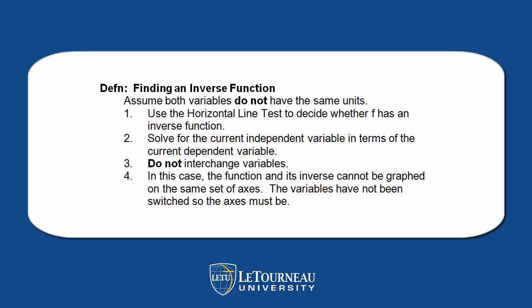Now, suppose they don't have the same units. Well, we start with the horizontal line test. But notice number 3, we do not interchange the variables. In this case, the function and its inverse cannot be graphed on the same set of axes. The variables have not been switched, so it's going to be different axes.